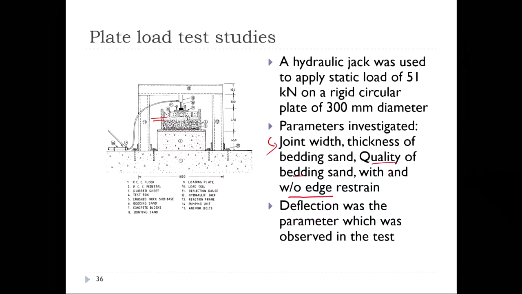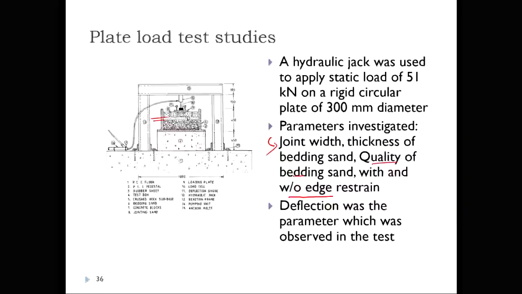In places where we don't provide adequate joint width, in places where we provide higher joint width, in places where we have excessive thickness of bedding sand, or you are not able to compact your bedding sand to the proper level. So those were the variables that they tried to simulate in the lab.